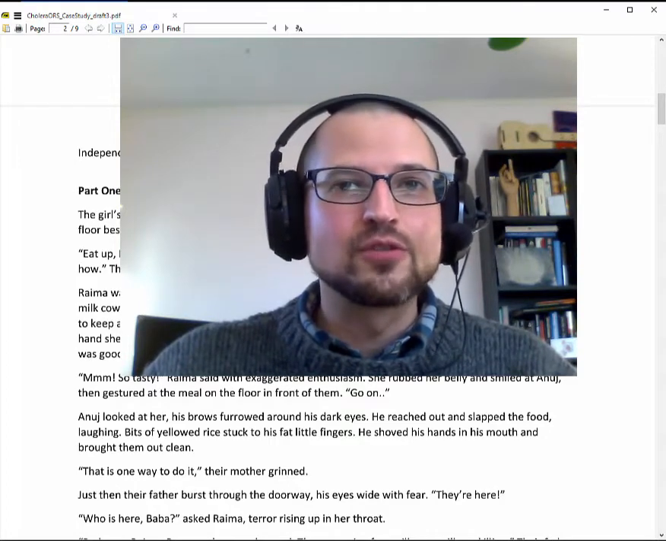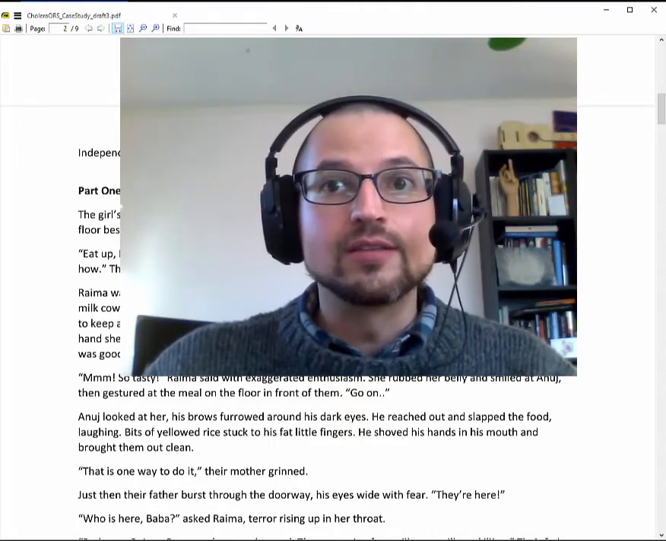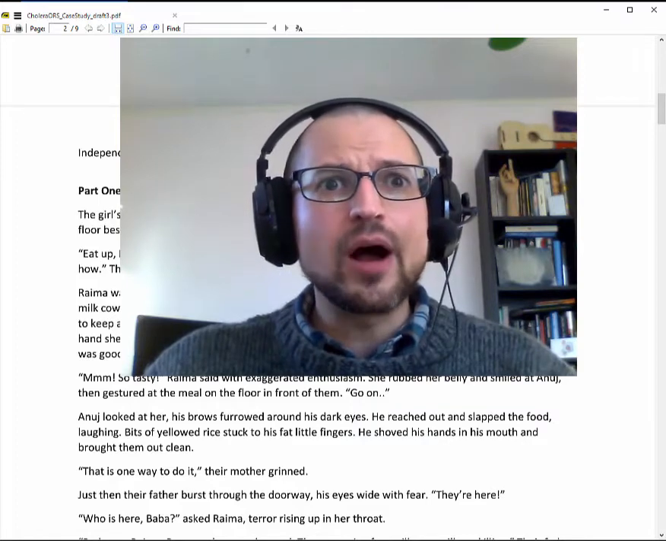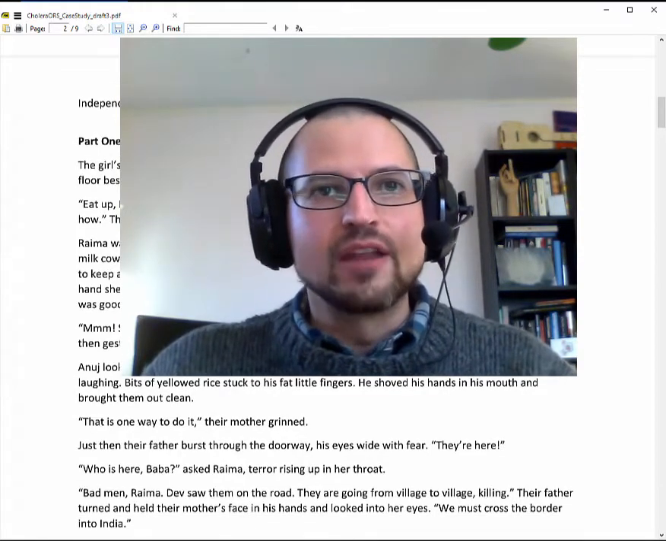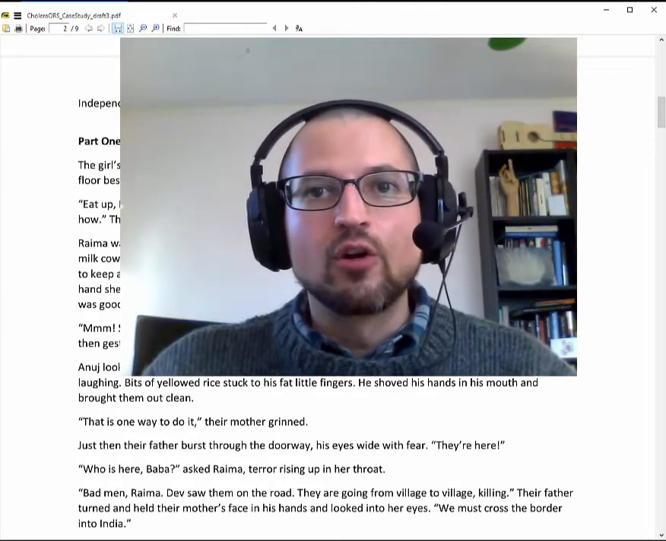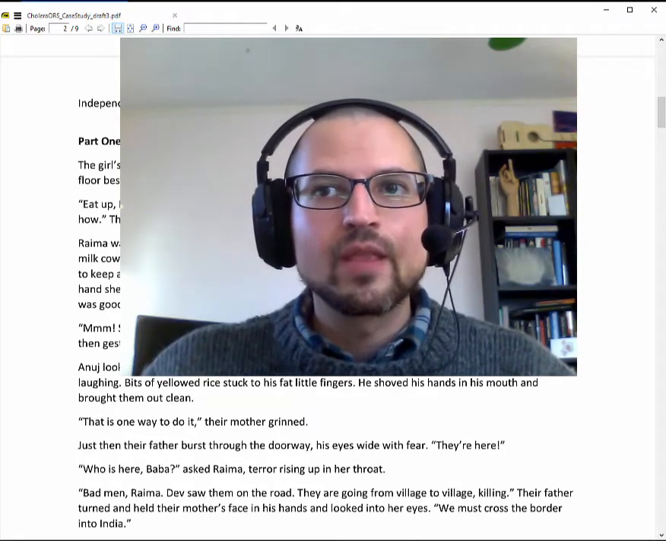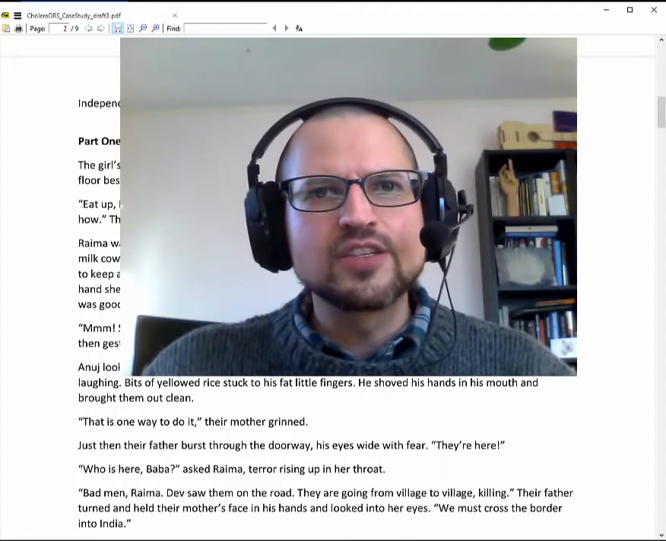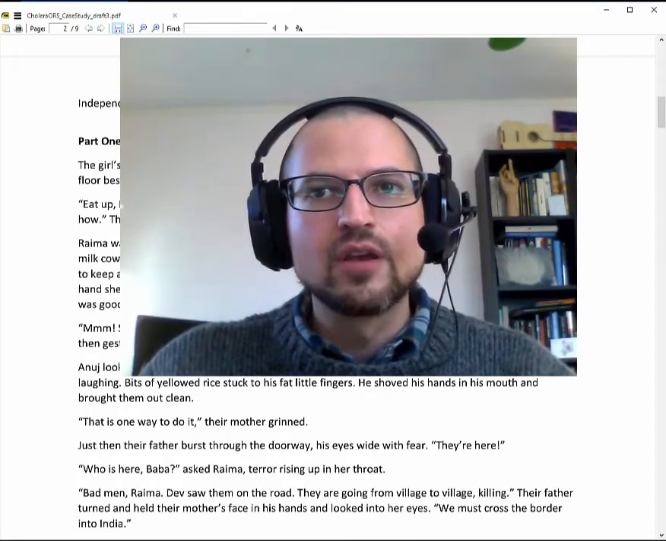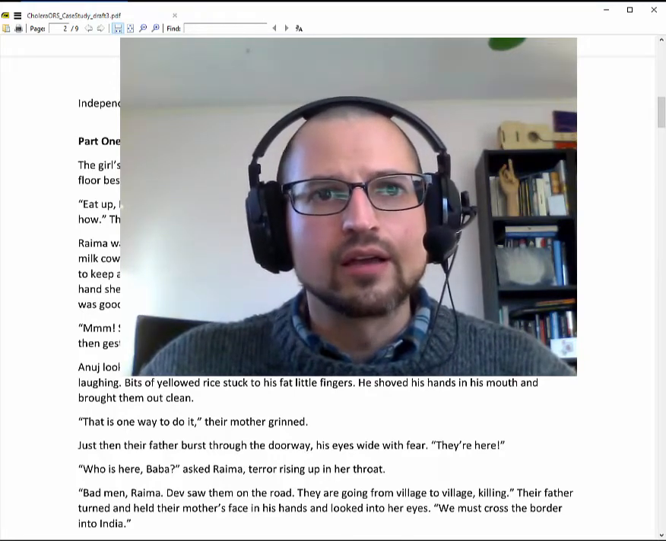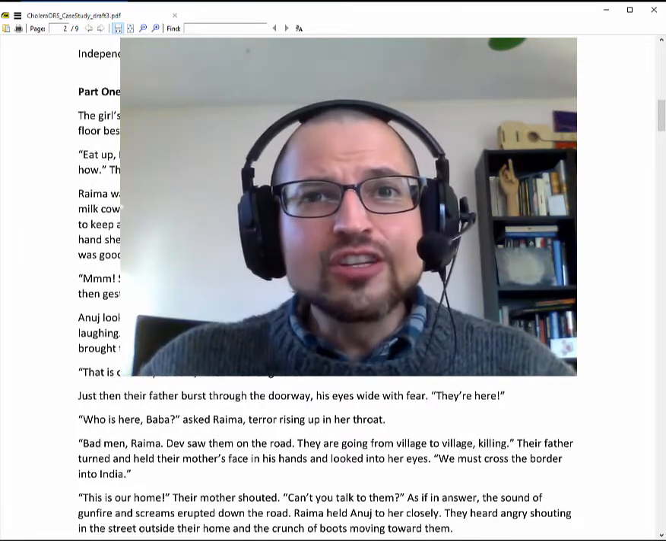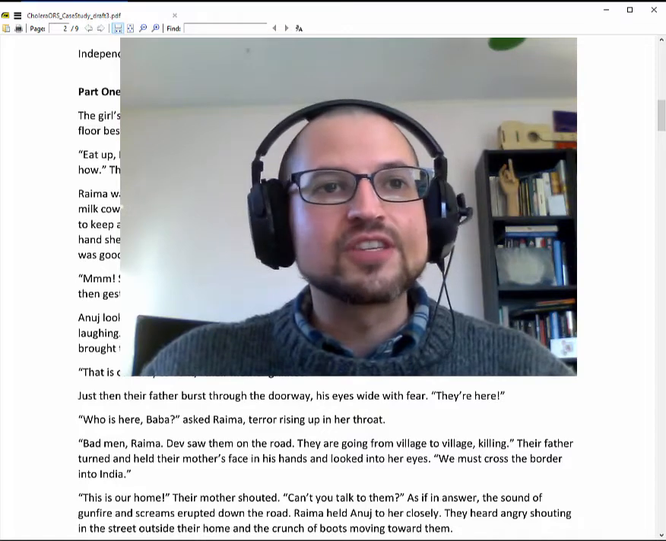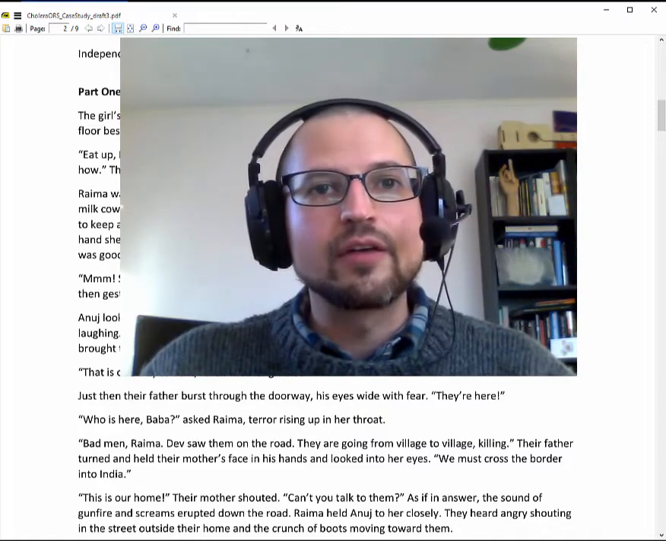Just then their father burst through the doorway, his eyes wide with fear. "They're here!" "Who is here, Baba?" asked Rima, terror rising up in her throat. "Bad men, Rima. Dev saw them on the road. They are going from village to village, killing." Their father turned and held their mother's face in his hands and looked into her eyes. "We must cross the border into India." "This is our home," their mother shouted. "Can't you talk to them?" As if in answer, the sound of gunfire and screams erupted down the road.